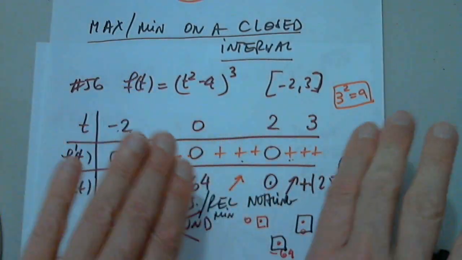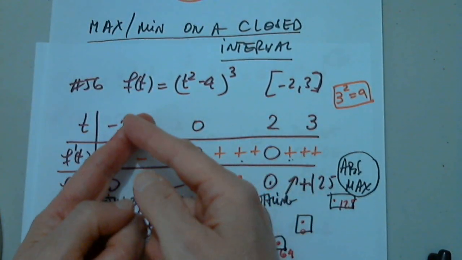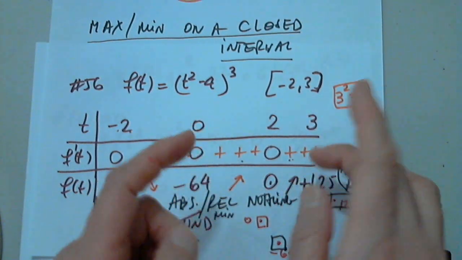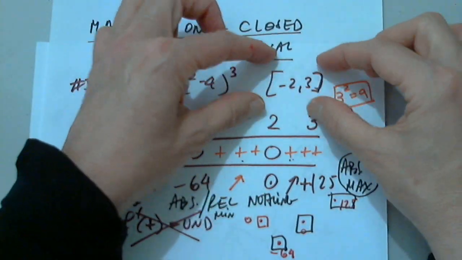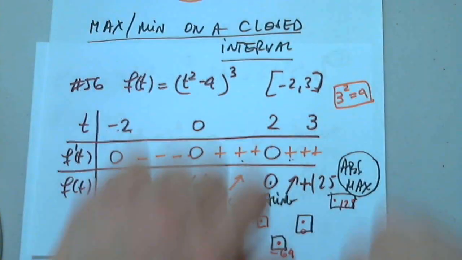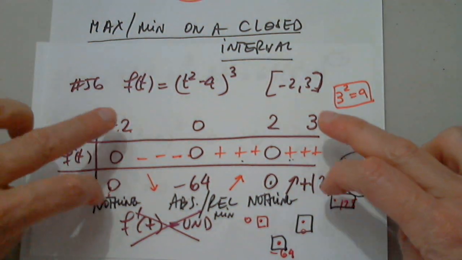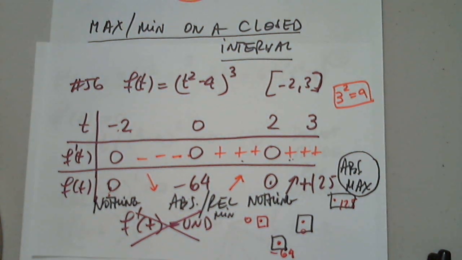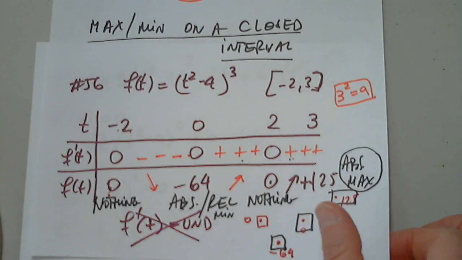We cannot extend, but you can say the function exists to the left of -2. The function exists to the right of 3. I can't. I am given this piece. I have to stick with it. So that's why these two at the end points can never be relative. Awesome.